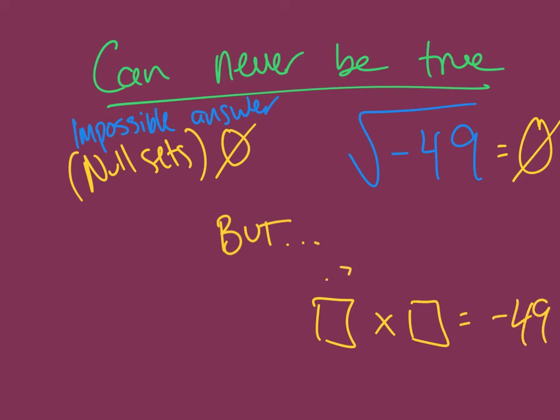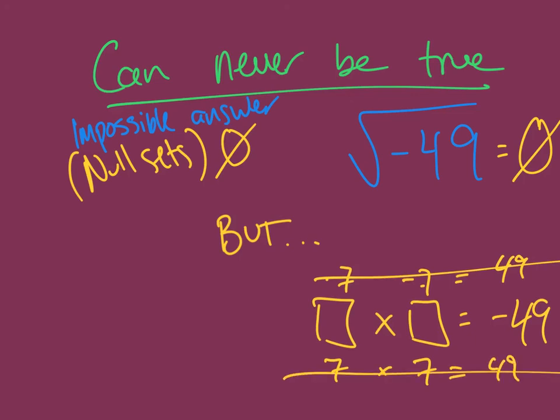If it was negative 7 times negative 7 would equal positive 49. That doesn't work. If it's positive 7 times positive 7, positive 49. That won't work. And there's no other way we can get to 49 other than 7s. So there's no square root of 49 other than a 7. That's the only number multiplied by itself to equal 49. So there's never ever going to be a square rooted instance where we're going to get a negative number.